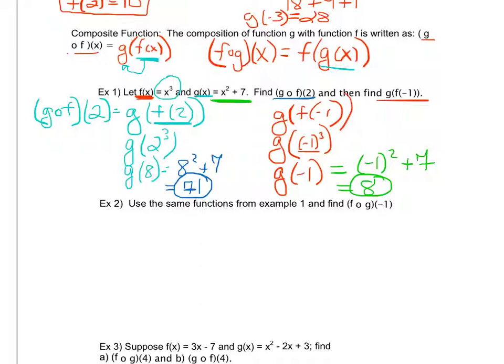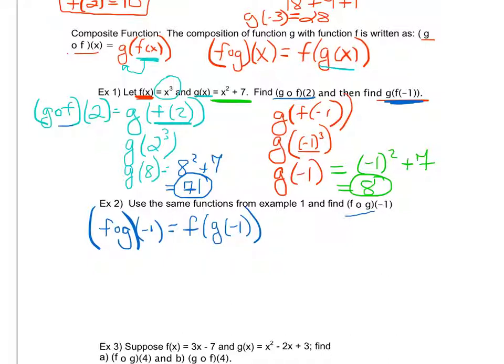On example 2, I'm going to use the same f of x and g of x. And now, instead of finding g of f, I'm finding f of g. So f following g of -1. Again, the first thing I'm going to do is rewrite that with the little circle replaced with a parenthesis, because then I can understand this as an order of operations problem. So notice it's taking the opposite function first as we did just up above.